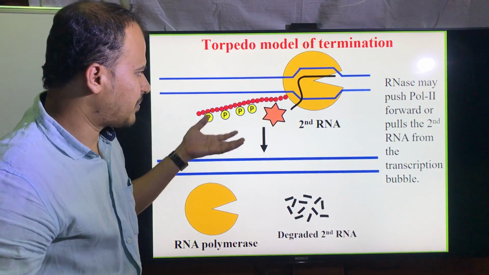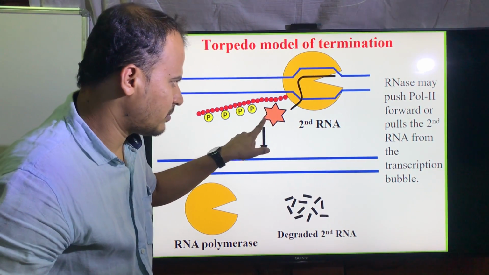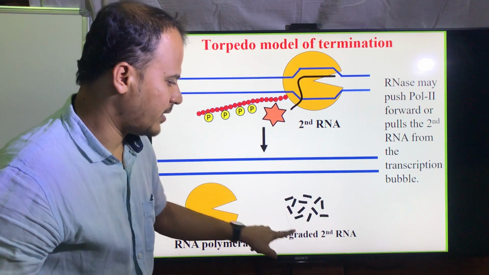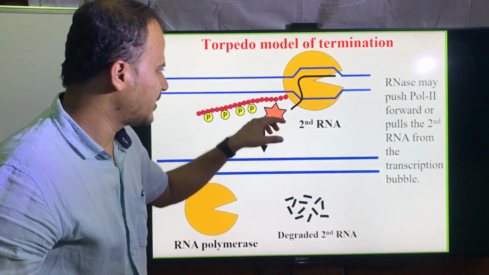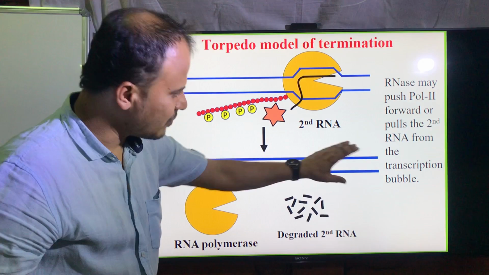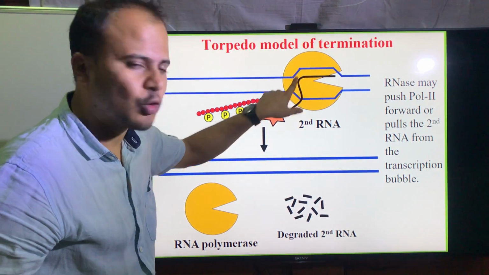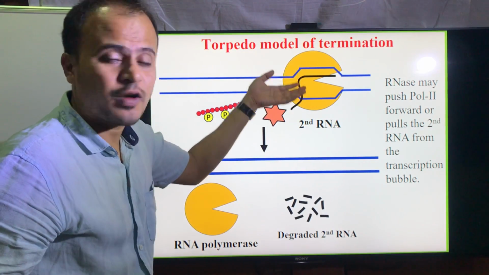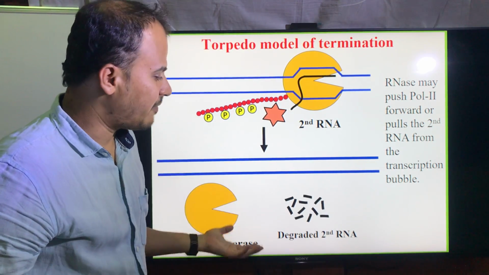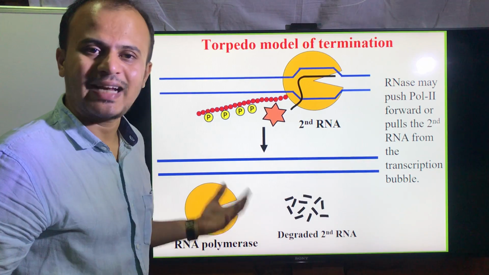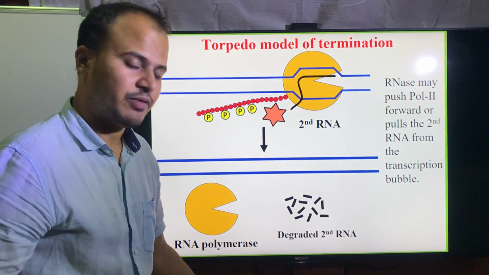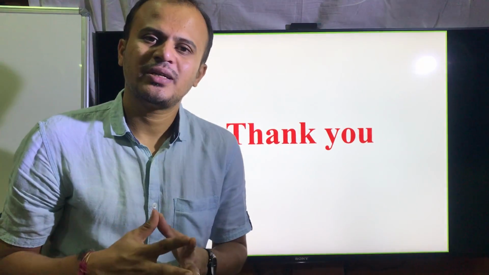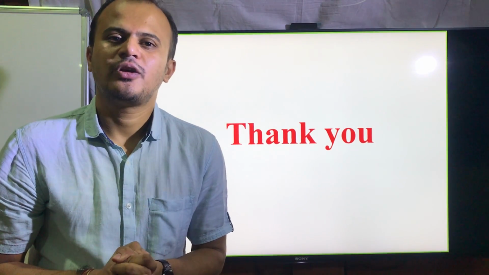As I have explained, the XRN2 has moved towards the transcription bubble, chopping off and degrading the second RNA, which leads to the formation of the double helical structure, closing of the transcription bubble, and release of the RNA polymerase from the template DNA so that it can initiate transcription of a different gene. So this is all about transcription termination in eukaryotes.